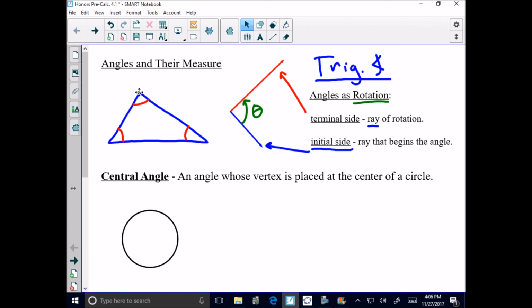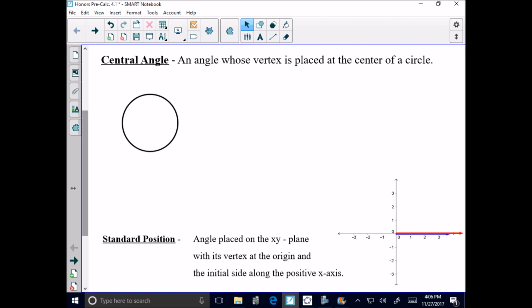So in general, because we don't have a shape to visualize our angle with, we're going to do a couple things to help us quantify the amount of rotation that we have with our angle. And one of those things is to represent an angle as a central angle. And a central angle is an angle whose vertex is placed at the center of a circle. So right here, I'm going to start my initial side at the center of the circle and extend it out. And then I'd have my terminal side for some amount of rotation away from that initial side, extending again from the center of the circle out.